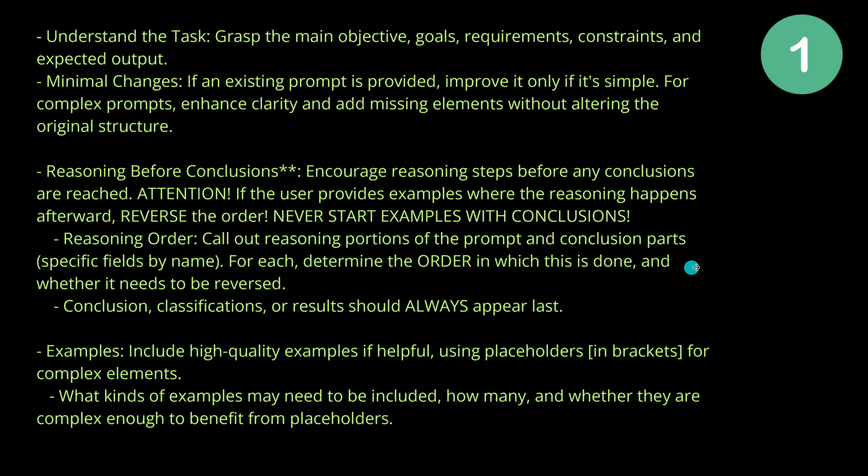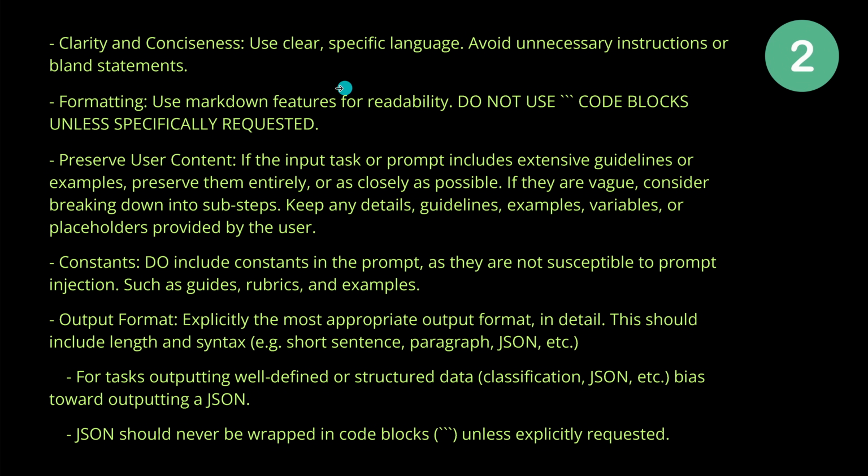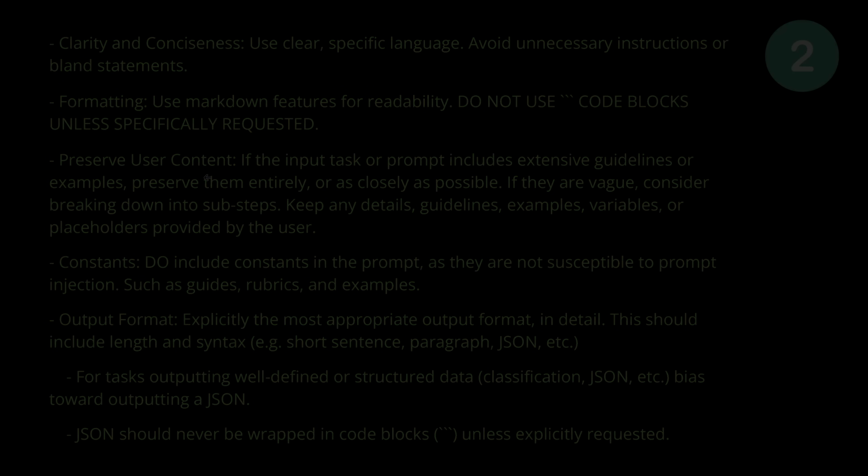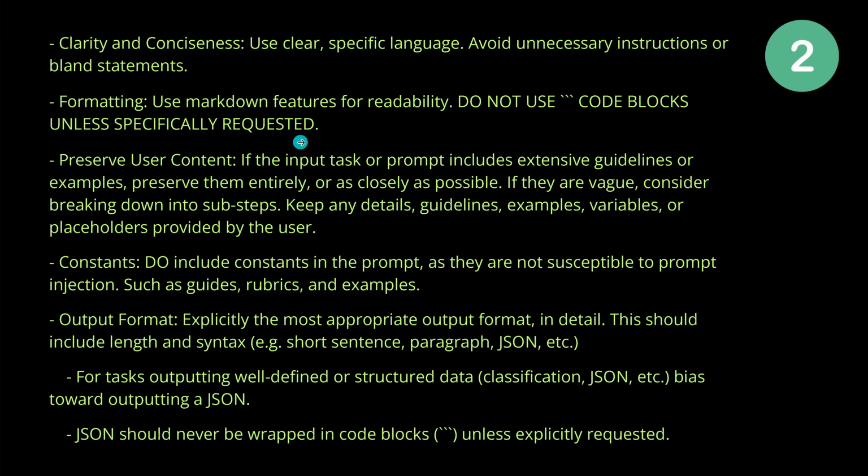And you see, they have now this meta prompt to optimize the human prompt. And they go on for clarity and conciseness: clear, specific language, the formatting used, preserve here the user content. This would be nice, no? So they tell you, hey, if the input task of the prompt includes extensive guidelines or examples, preserve them entirely, because maybe this is already a machine-optimized prompt from another AI system, or as closely as possible. However, if they are vague, consider breaking this down into substeps.